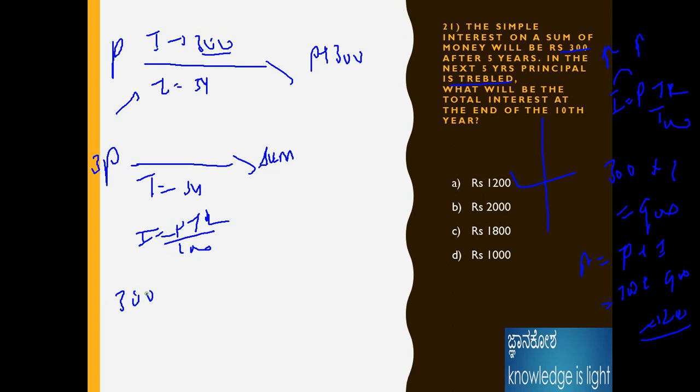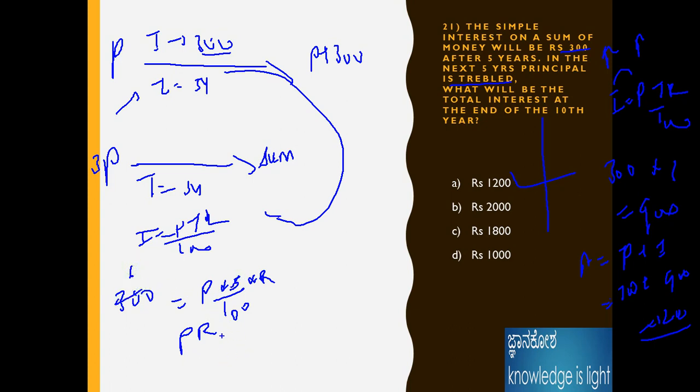Or else, I is equal to PTR over 100. I is equal to 300 from this one. Therefore, P into 5 into R, which we don't know, over 100. Therefore, PR is equal to 3,000 times 100 over 5, so 30,000 over 5. Therefore, PR is equal to 6,000 for this one.